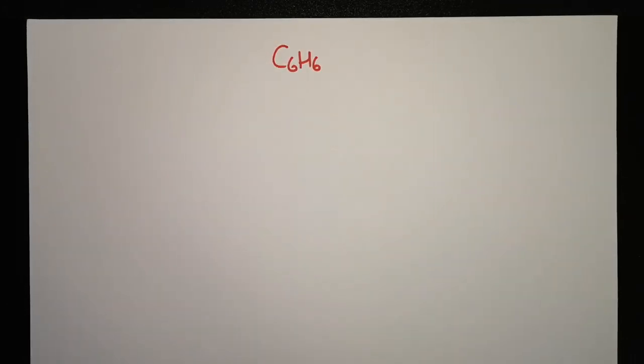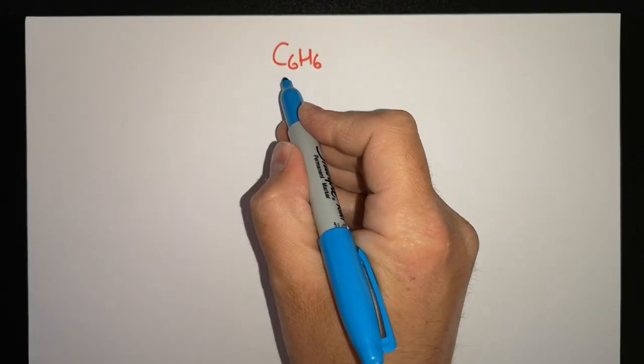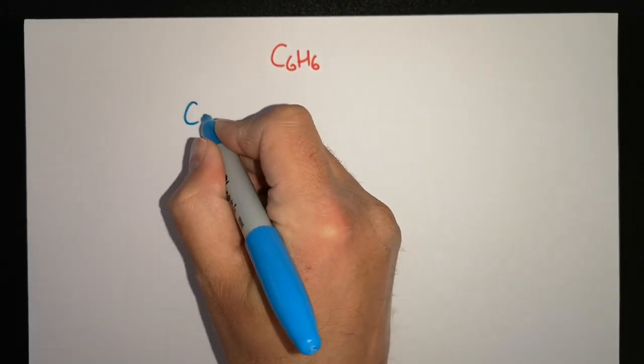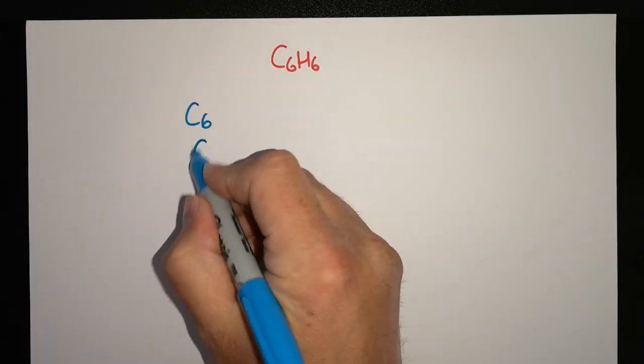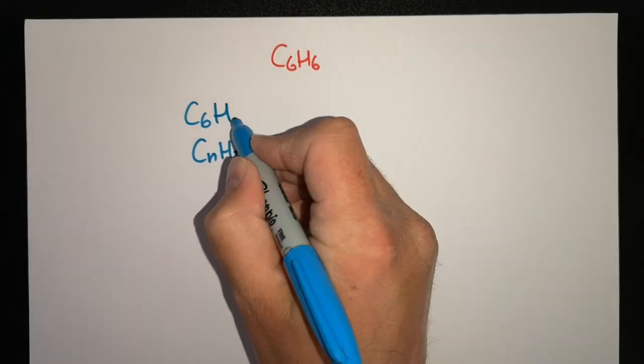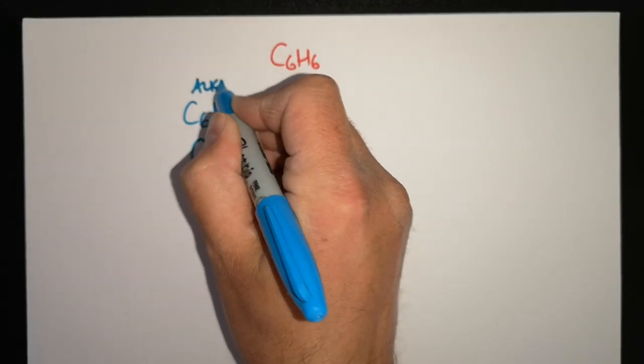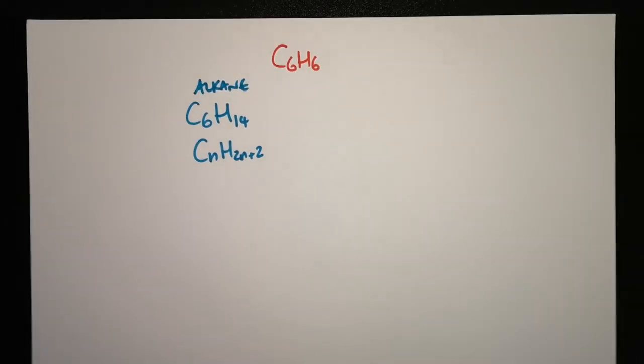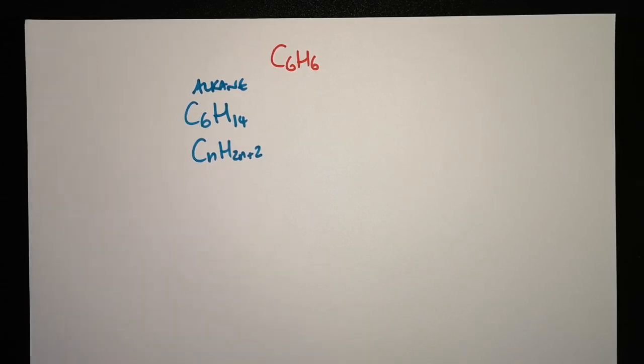Well, particularly with hydrocarbons, if you get an unusual hydrocarbon, what you can look at is what formula the alkane would have for that many carbons. So for 6 carbons, our alkane would be CnH2n+2, which would be C6H14. That's the alkane. This is clearly not an alkane. It's got fewer hydrogens than the 14.